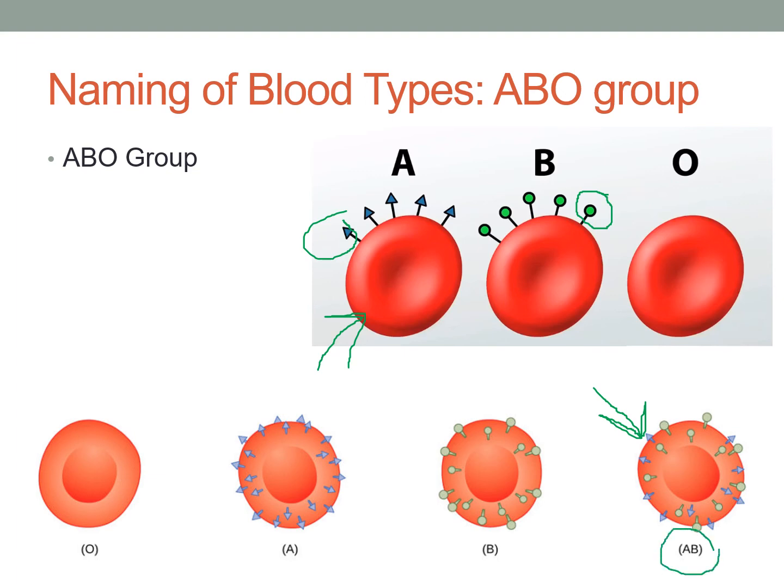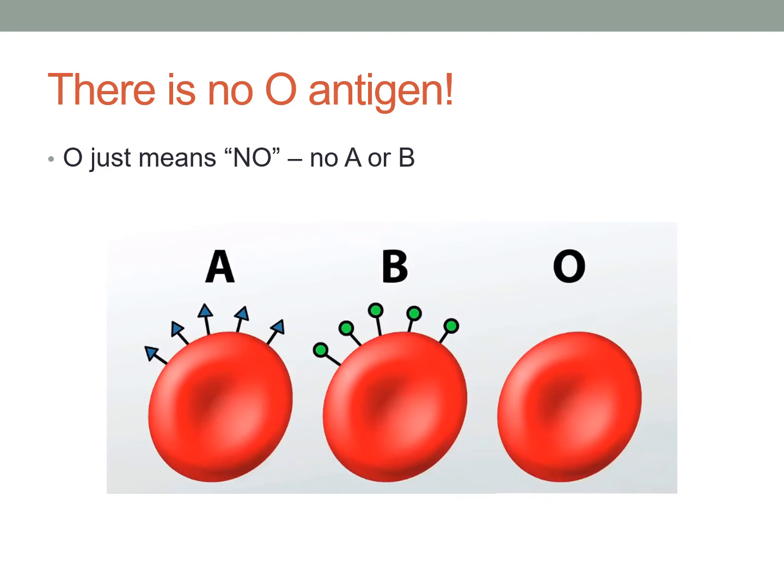And then finally, if you have no antigens at all, so this one here has no bling on it, we're going to call that type O blood. So it can be kind of confusing because there is no O antigen, but there is a type O blood. The way I remember it is O means no. If it's O, that means neither A antigen nor B antigen is present on that person's erythrocytes. So O means no, neither A nor B.